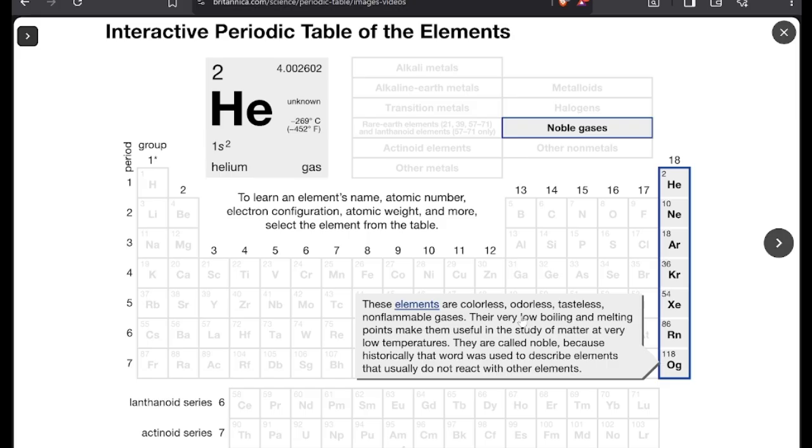And these are colorless, odorless, tasteless, non-flammable gases because their outermost shell is completely filled. So basically, they do not react with anything. So they are colorless, odorless, tasteless, non-flammable gases, and so on. So you can look at this interactive table to learn more about the periodic table.